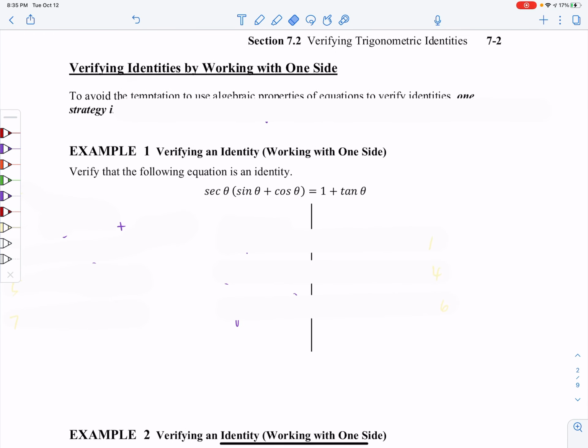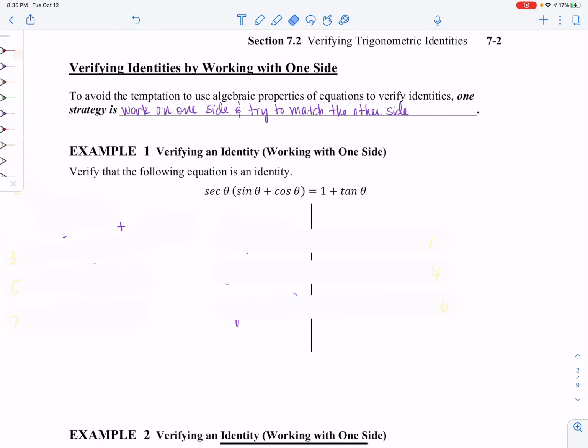All right, so the very first thing here that we're going to look at, before we deal with example number 1, to avoid the temptation to use algebraic properties, one thing that you can do is just simply to work on one side and try to match it to the other side. This is not always going to be our strategy, but this is a possible strategy. All right, so we have here the left side. We're told that the left side, secant times the quantity sine plus cosine, is equal to 1 plus tangent.